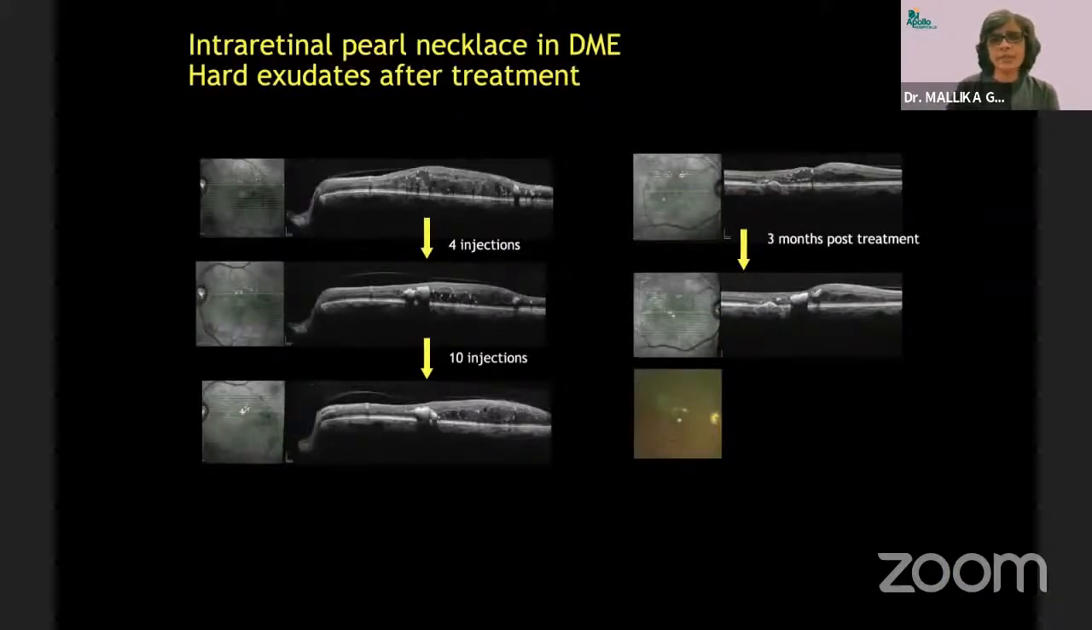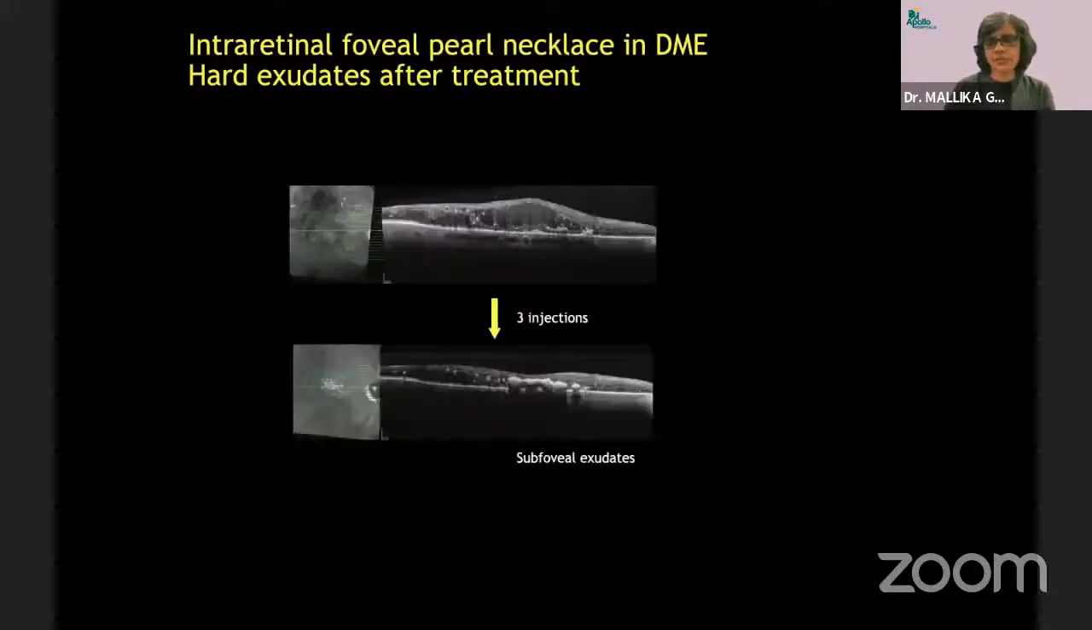Here again, we see the pearl necklace intraretinal leading to hard exudates at the foveal center with treatment. So treatment can sometimes lead to worsening of the visual prognosis in the presence of a large number of HRF.